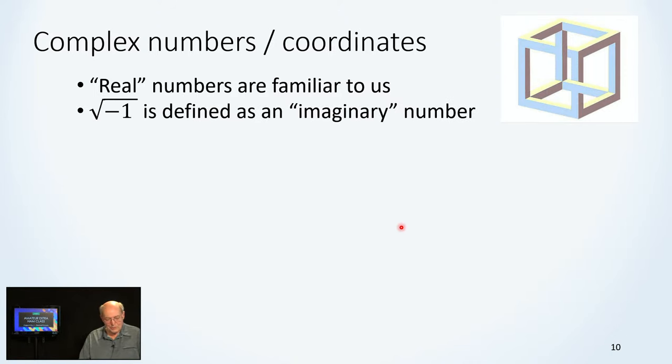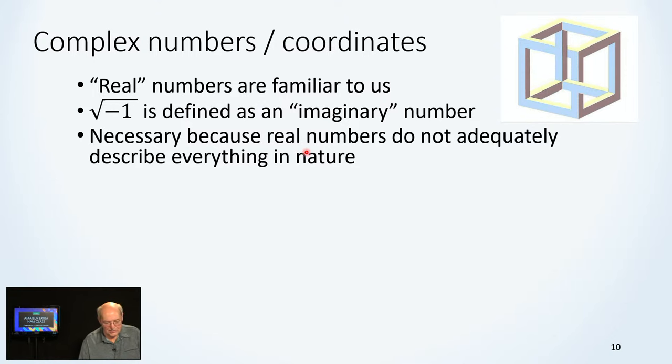The square root of negative 1 is defined as an imaginary number. Imaginary in the sense that no two negative numbers multiplied together, or you can't take the square root of a number and come up with a negative here. So why in the world do we need to even think about such crazy things? Well, real numbers, the real number system, don't adequately describe everything in nature. And this complex number system fits very, very well in electronics, as we'll see as we continue forward.